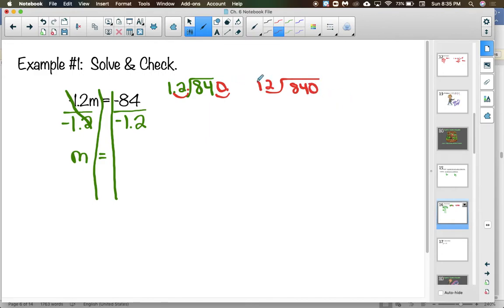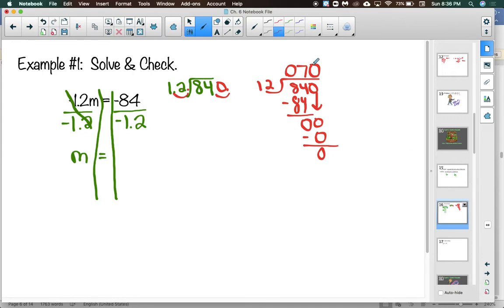Okay, so does 12 go into 8? No, it does not. I'll put a placeholder 0 there. Does 12 go into 84? Yes. How many times? 7. 7 times 12 is 84. And I subtract and get a 0. Don't forget about this guy. You have to bring that next 0 down. Does 12 go into 0? No, it does not. So we have to put a 0 up here in my quotient. 0 times 12 is 0, and I subtract and get a 0 remainder.